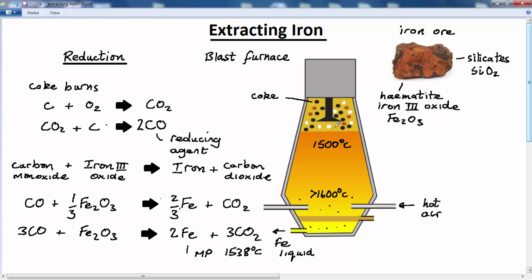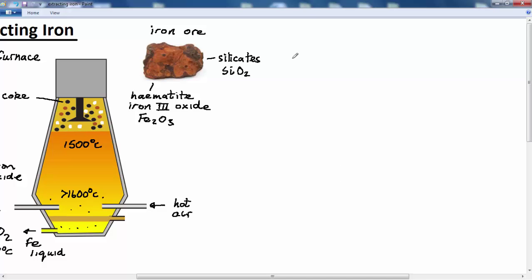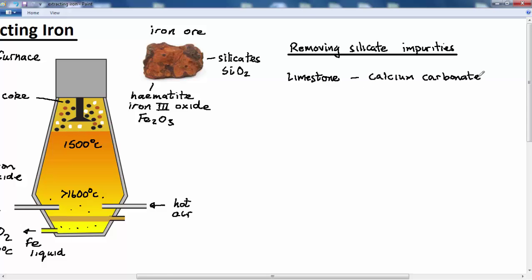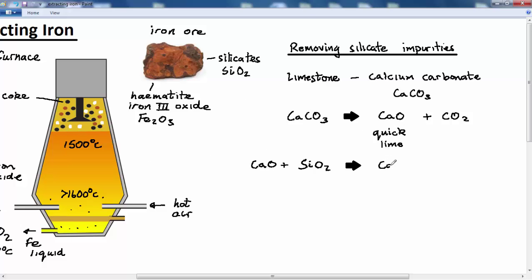And let's have a look at what happens next. What we're doing is we're removing these impurities. So we're removing silicate impurities. Now limestone is made from calcium carbonate, whose formula is CaCO3. And when this calcium carbonate is added to the furnace, it will decompose under the intense heat into calcium oxide and carbon dioxide. Calcium oxide is also known as quicklime or just lime. Now this is quite reactive, and this will react with the silicates to form calcium silicate.